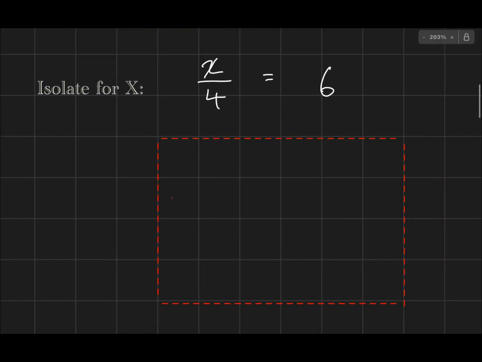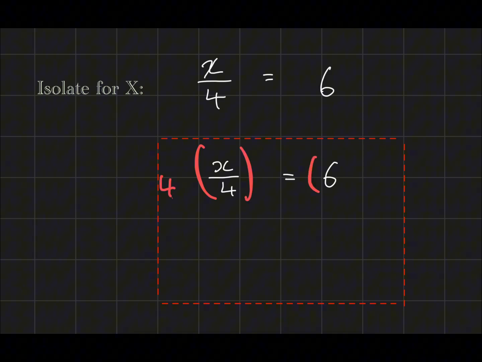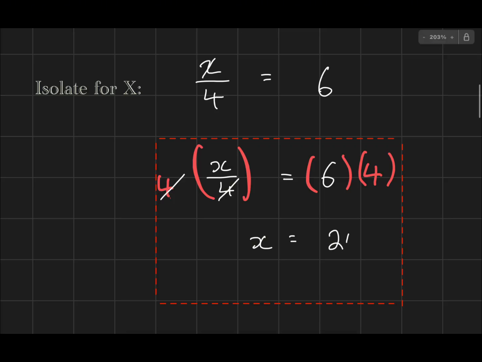Here is a division example. And like you might guess, you must multiply to cancel out this 4 here. And whatever you do on one side, you must do to the other side. So it's x over 4 equals 6. We multiply both sides by 4. And then we can get x, because these two cancel out. And it gets us 24, since 6 times 4 is 24.